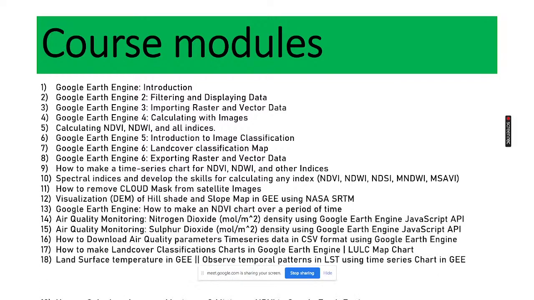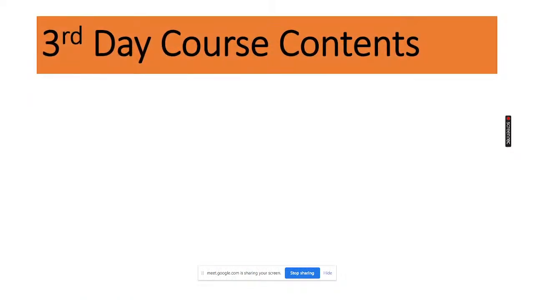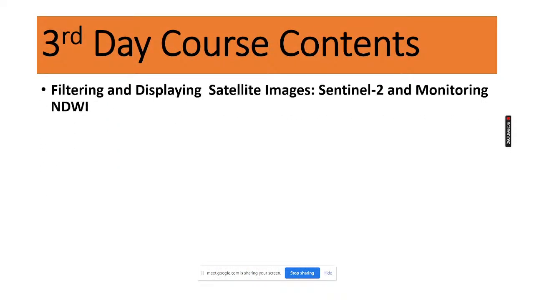So let's go over today's class. Today is our third day. Mainly the third day course content will cover how we can easily filter and display satellite images, mainly Sentinel-2. In the previous class we also discussed the Landsat imagery. So mainly we will discuss the Sentinel-2 satellite imagery, how we can easily filter it, and how you can easily monitor the normalized difference water index using these satellite images.